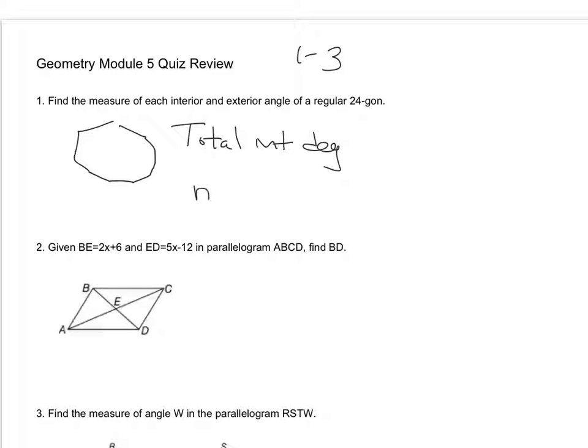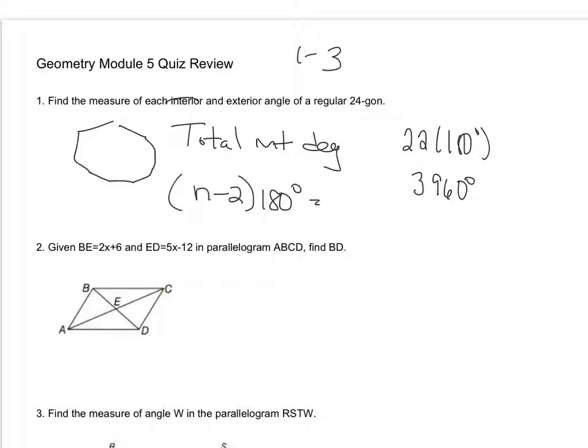is given by the formula n minus 2, where n is the number of sides, times 180. So in this case, since we have a 24-sided figure, the total number of degrees would be 24 minus 2, which is 22, times 180. So if we take 22 times 180, we get a total of 3,960 degrees. So that's all 24 angles added together.